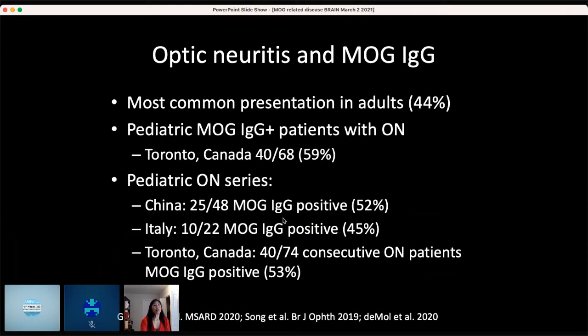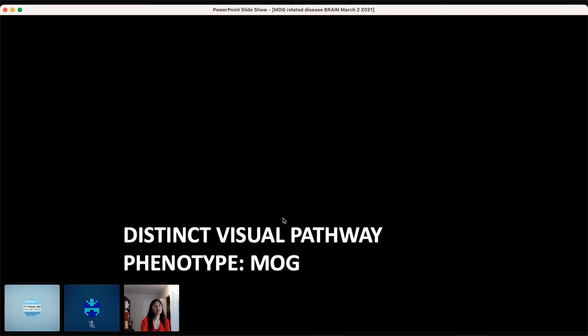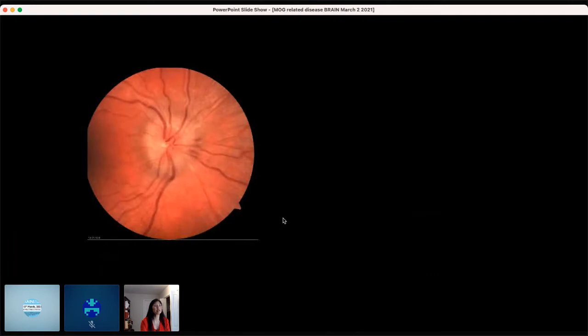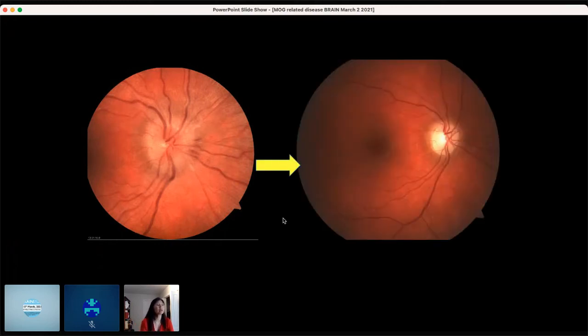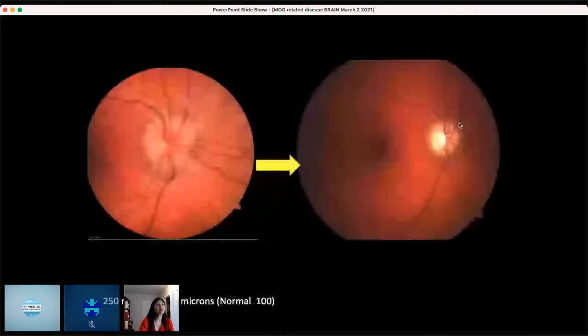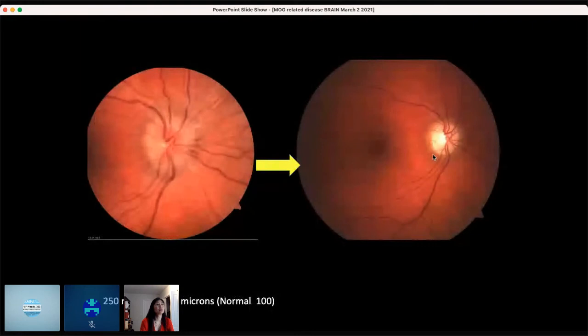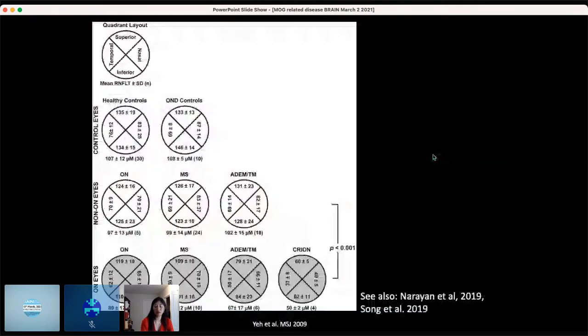Now I want to talk a little bit about the visual pathway because it's such an important part of MOG antibodies, and I want to remind you of what the optic nerve looks like in these patients. The optic nerve in people with MOG antibodies, at least in the pediatric population, will generally be swollen with a retinal nerve fiber layer thickness 2 to 3 times normal. And here you can see the great degree of swelling with marked atrophy within 6 months of the first episode. So large swelling, marked atrophy in the nerve.